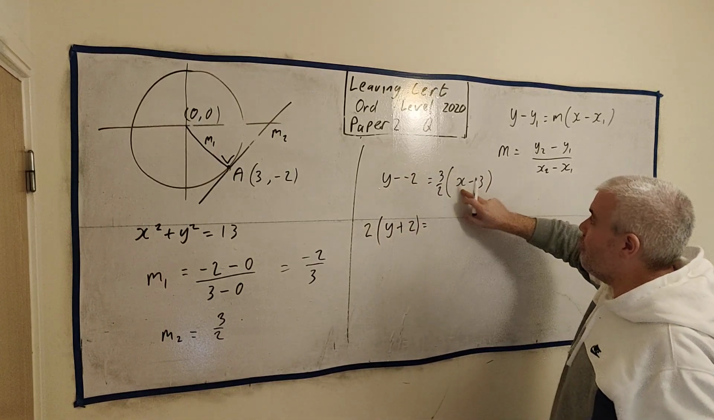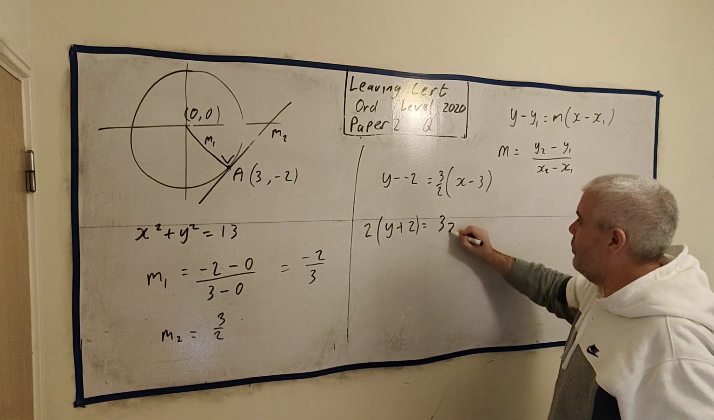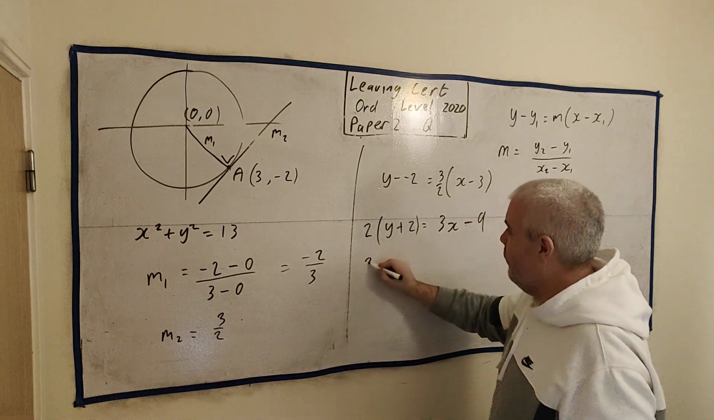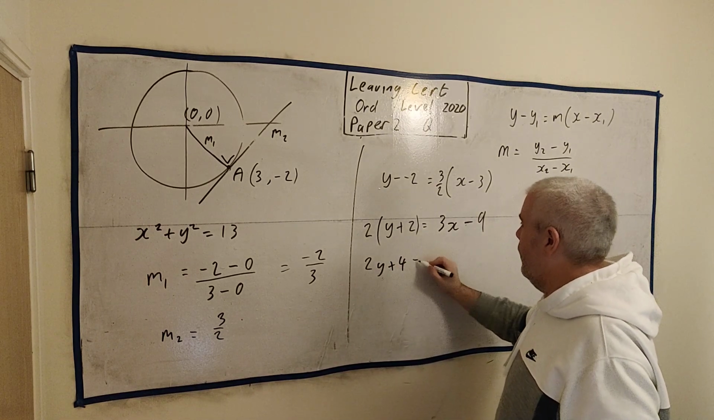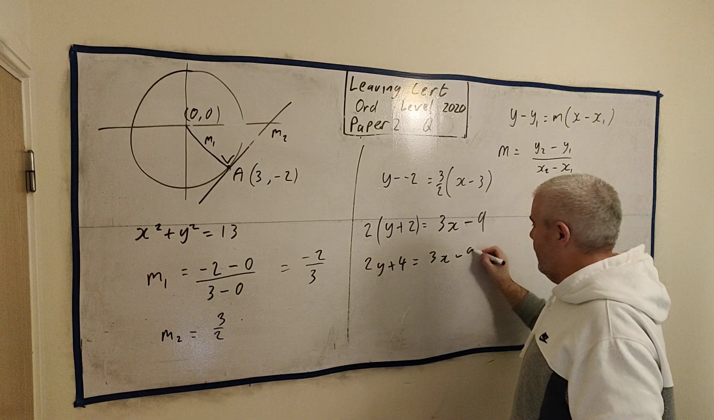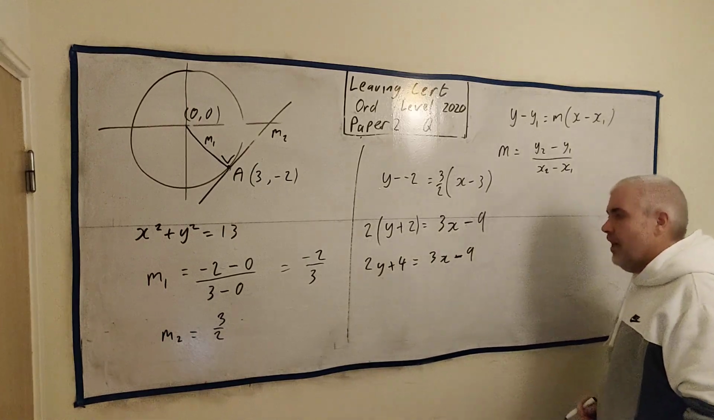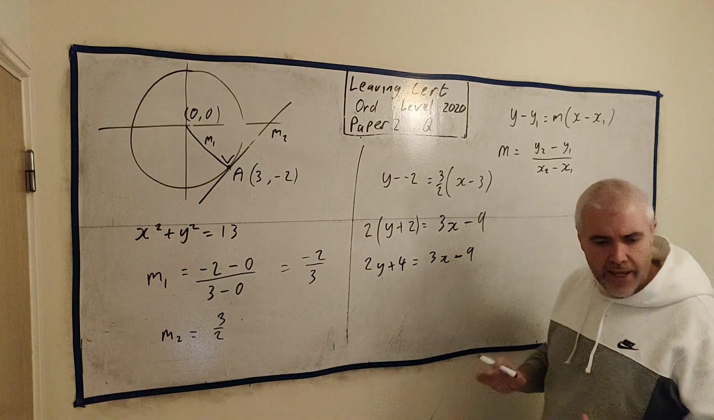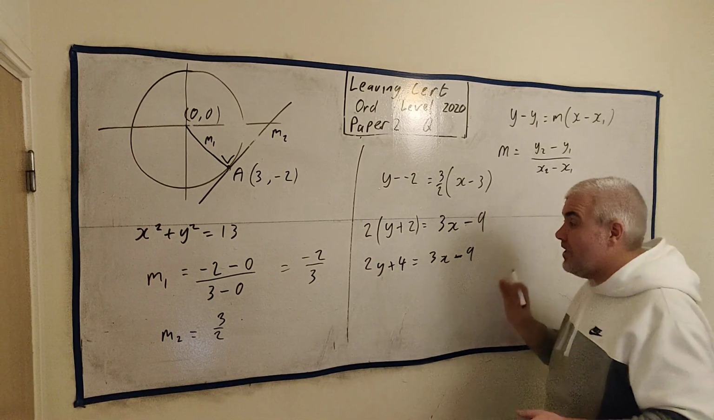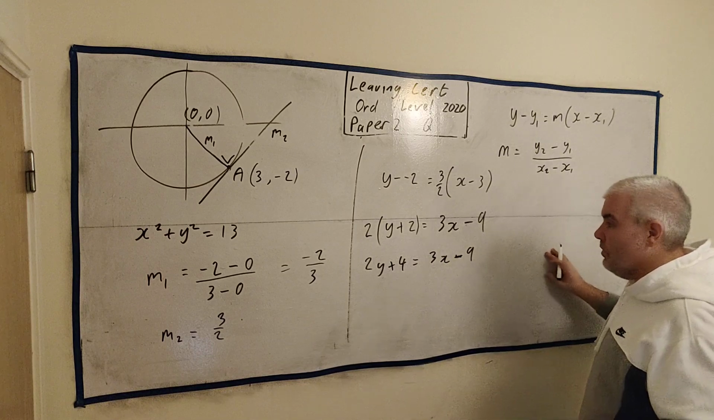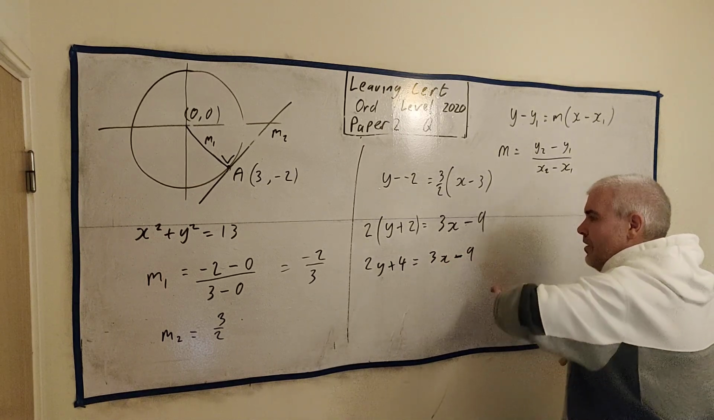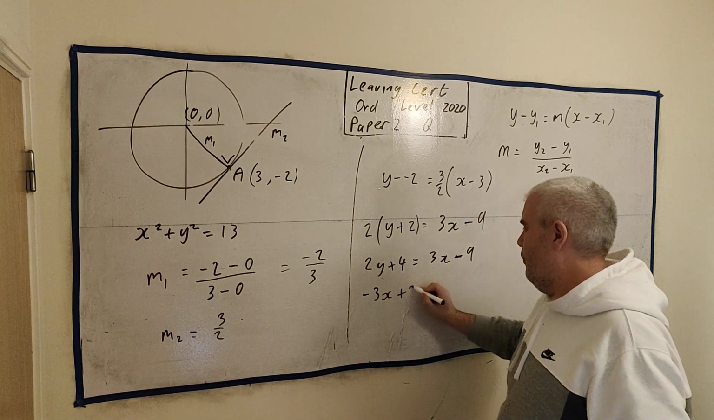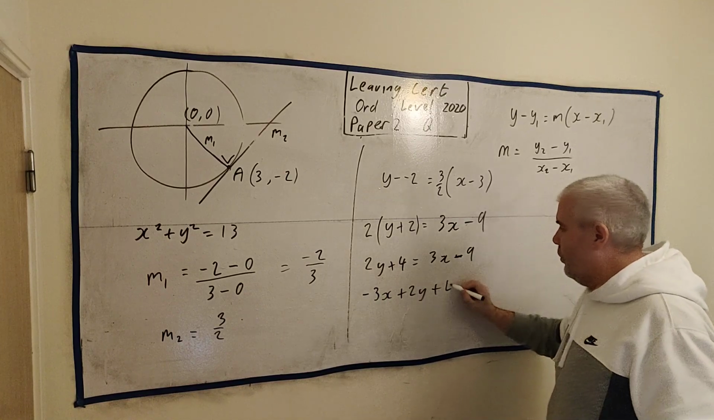And we'll multiply this 3 into both of these. So we get 3x minus 9. Let's multiply this one out. We get 2y plus 4. And I'll write this again. Sorry, minus 9. And now they asked us to make it look like ax plus by plus c. Basically everybody on the left and equals 0. So here's the equals. Just get everyone on the left there. We'll have minus 3x plus 2y plus 4.